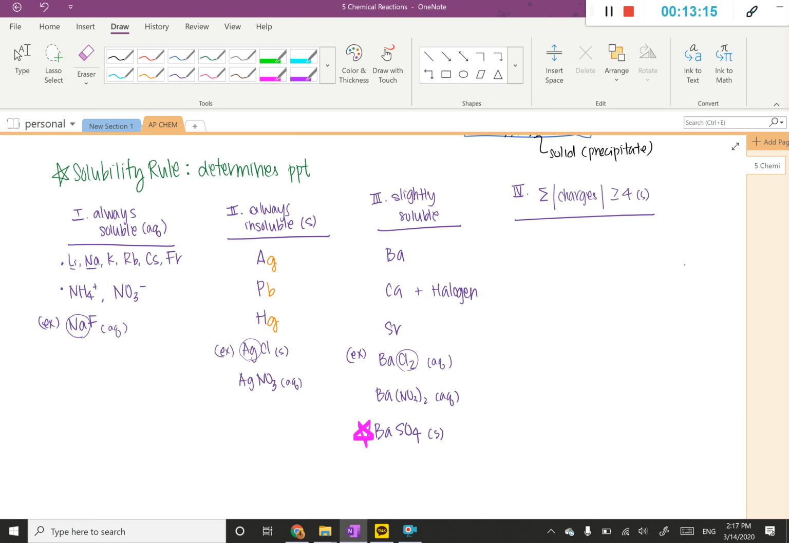Okay, so for instance, FeSO4, iron sulfate. Let's just assume that the iron is a 2 plus charge and sulfate is a 2 minus charge. So what you do is you just get the charges, and I am just going to add the absolute values of them. Oh, look, this is greater than or equal to 4. So if it's greater than or equal to 4, that is most likely going to be a solid. Okay? Easy peasy? Easy peasy.